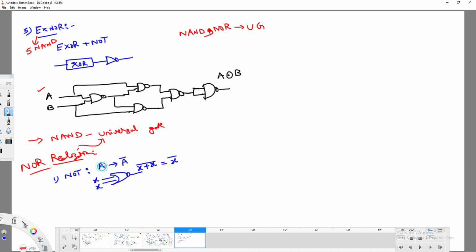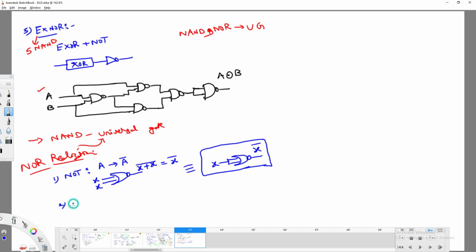If you are going to get A as input, you are going to get A complement. If you are going to have X as input, you are going to get X complement, which is equivalent to X complement. So the NOT gate I can represent either in the form of a NOR gate or in the form of a NAND gate, right? That's why I'm calling them universal gates.